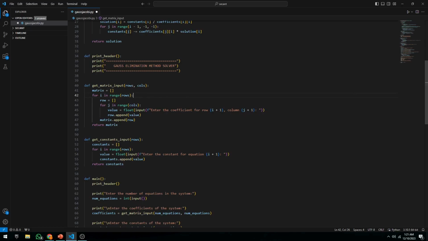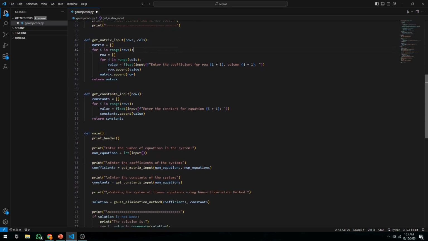So we'll declare that, and then we'll declare a variable called value, and that value will be float. Then we'll ask the user for an input so that they can enter the coefficient for the row and column. We will declare that in float, and then we will append the row with the value, and then we'll append the matrix with the row, and then we'll make the matrix return.